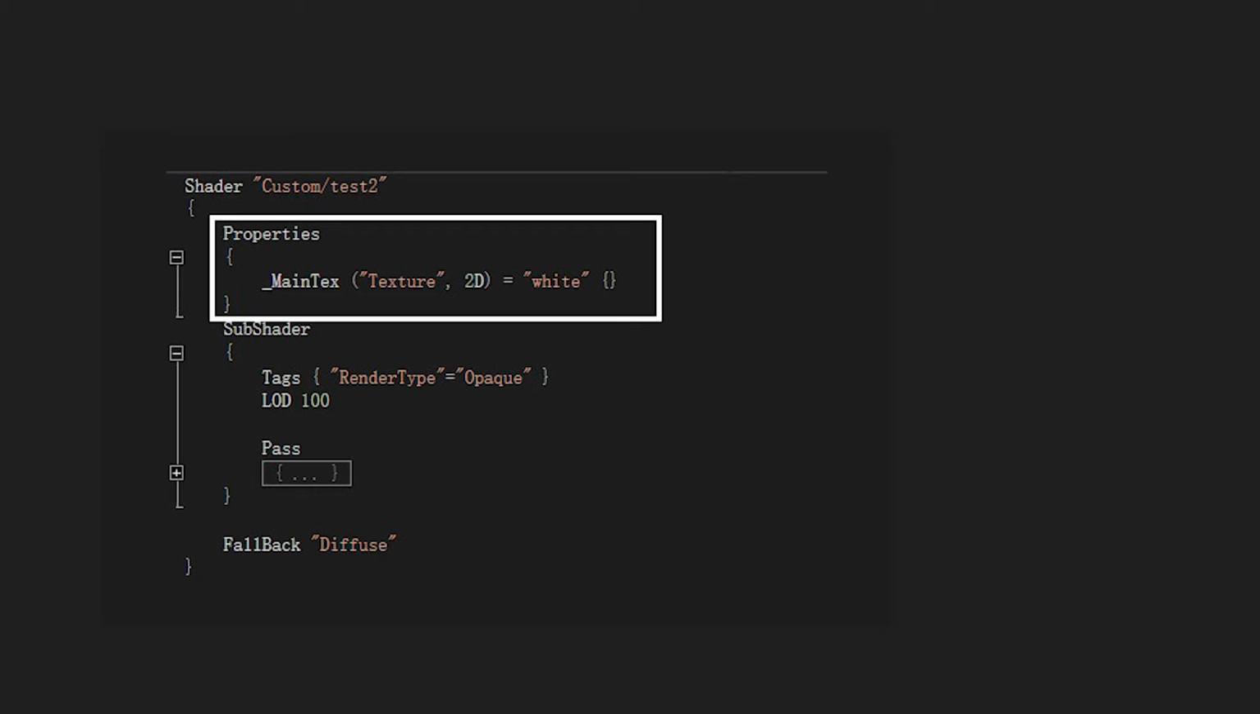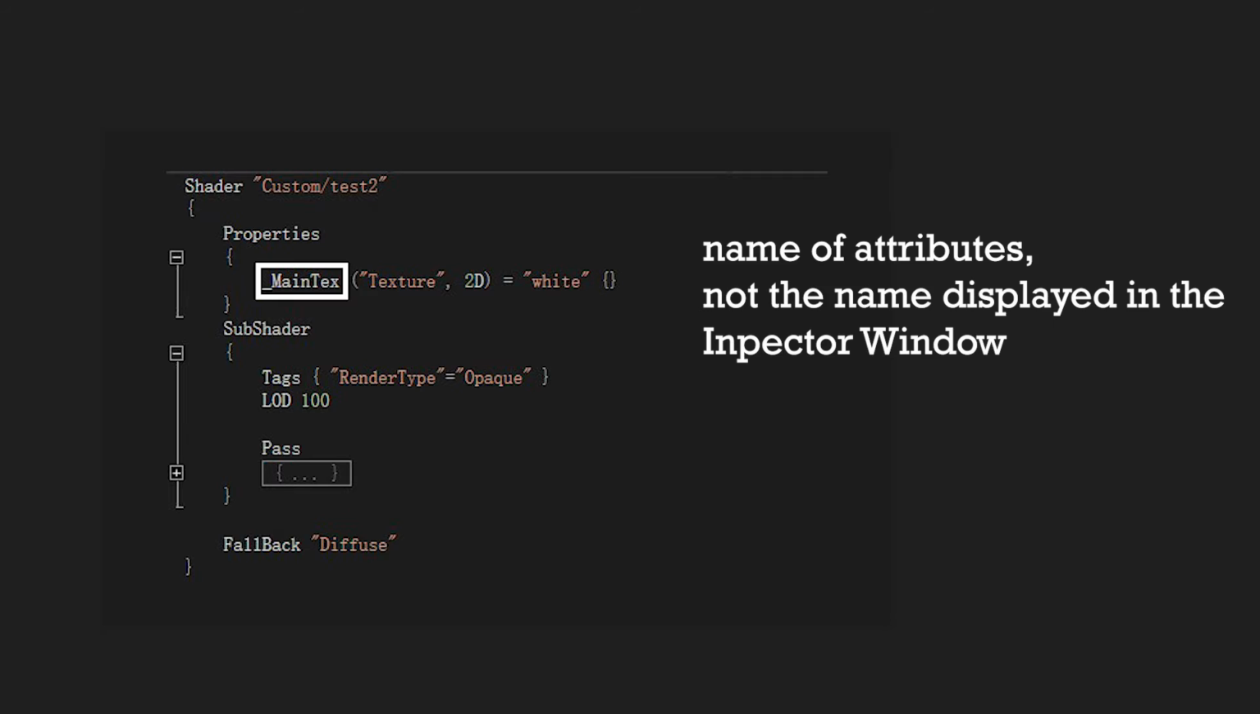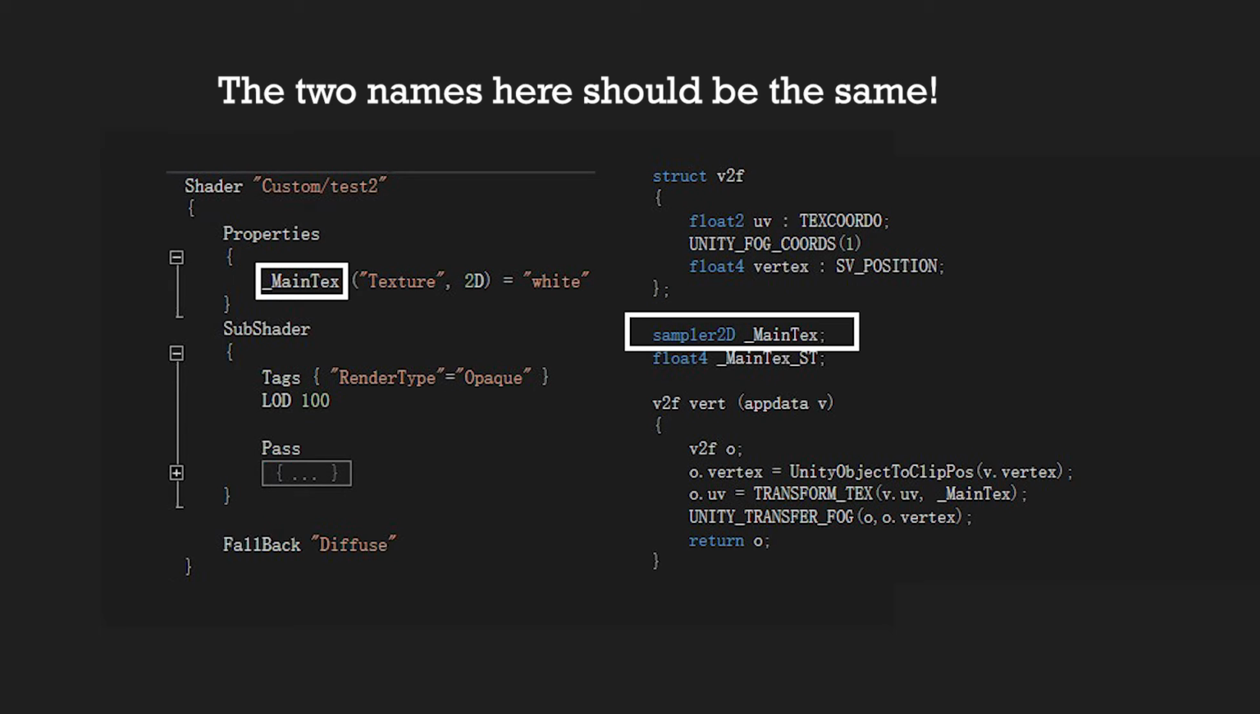What's its structure? First, here is a string consisting of an underscore and the word MainTex. This is the name of the property, but it is not the name displayed in the Inspector window, but the name of the property to be used in the SubShader below. In the SubShader, we will see such a statement where the variable name needs to be consistent with the variable name defined in the previous Properties, which is _MainTex. The SubShader needs to use this name to get the data of this property.